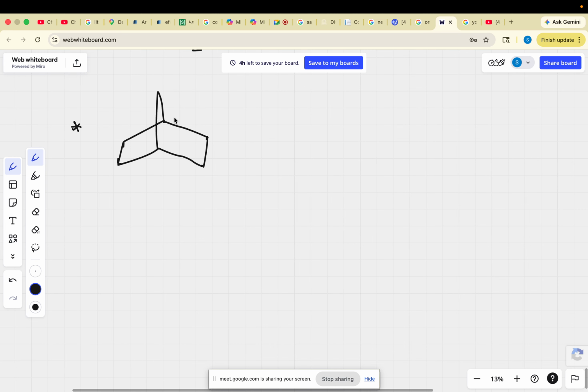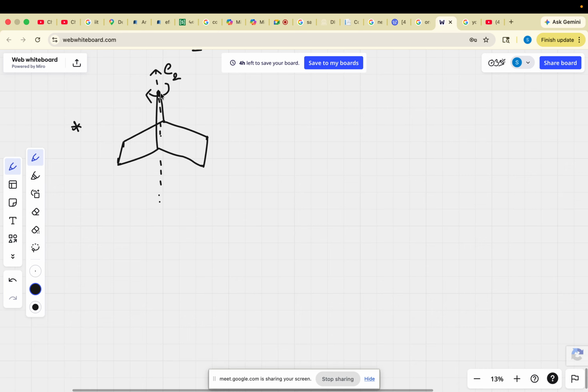What about this? Here you can place one C2 axis through this carbon atom, that means through the middle of this whole molecule. So this is your one C2 axis. I am keeping it through the middle of this whole molecule, and if you rotate by 180 degrees then you will get an equivalent structure.